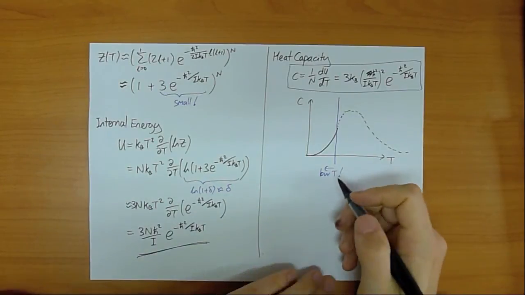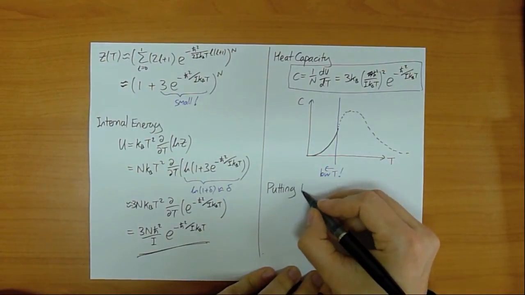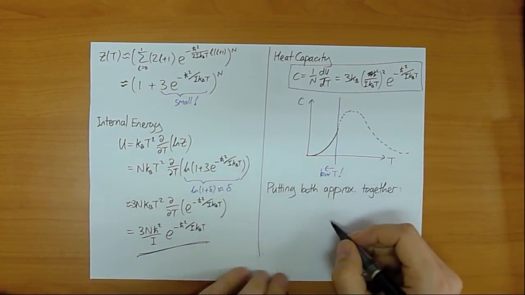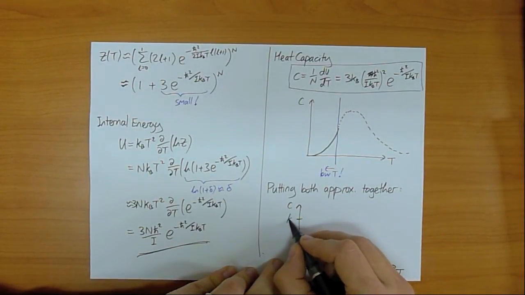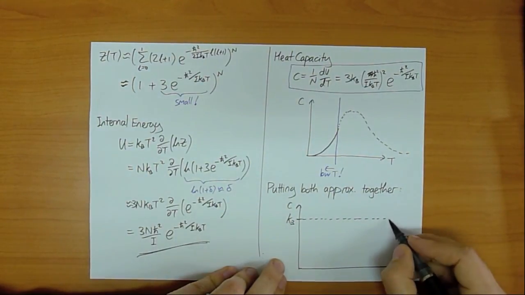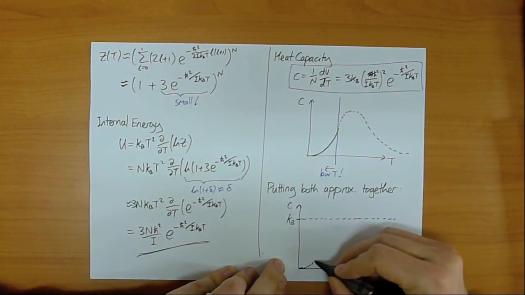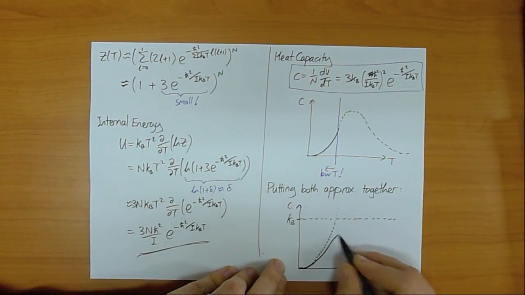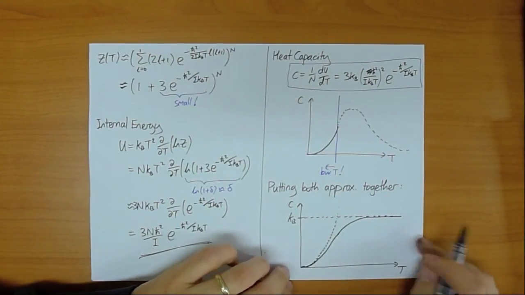Now putting both of these results together, we can predict the final shape for the heat capacity. Putting both approximations together, we have the following graph. I know that for high temperatures, the heat capacity is just equal to the Boltzmann constant. That was the result of the high temperature approximation, and we know that for low temperatures the function is exponentially suppressed and then rises up something like this. So at low temperatures it looks like this, at high temperatures it looks like this, and if you join those two things together you will end up with a graph looking something like this. And that's good, because this graph is exactly the right shape.